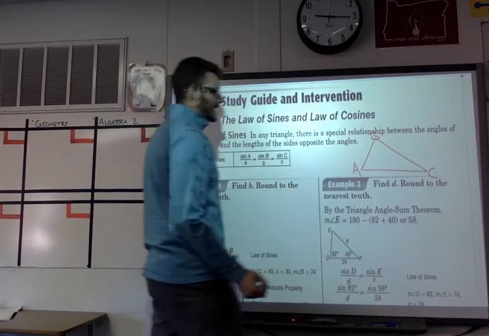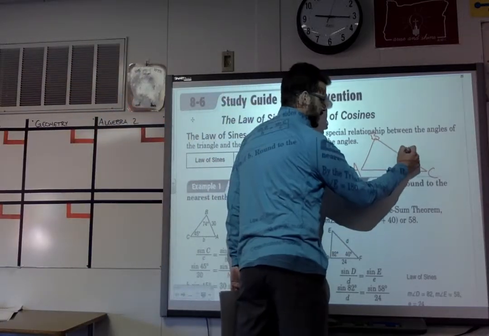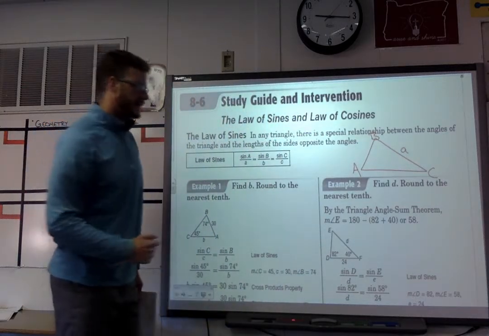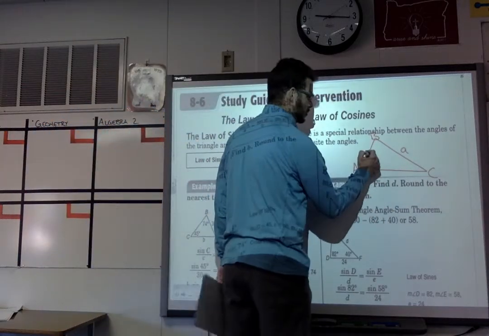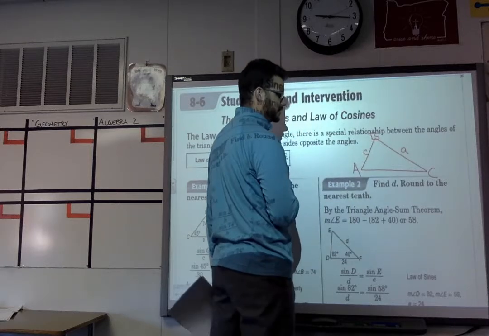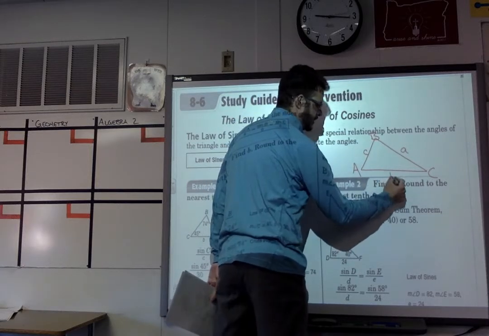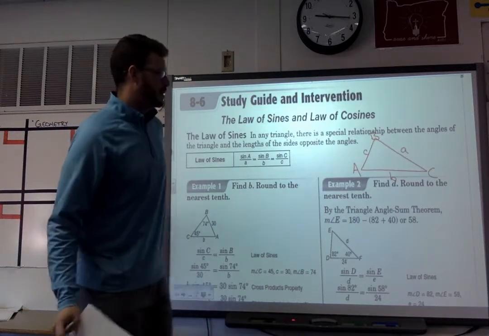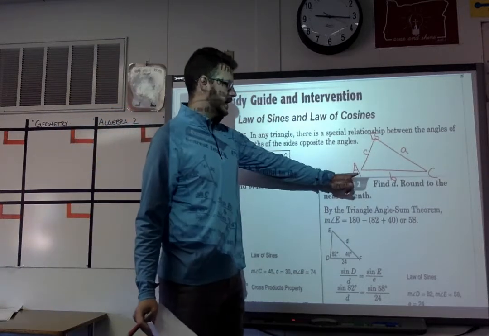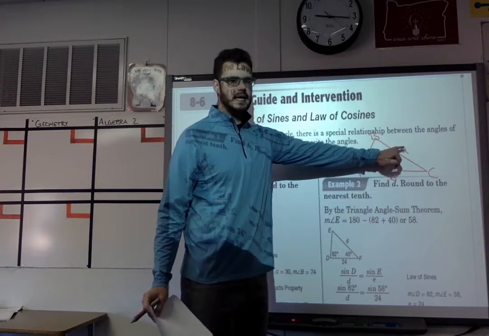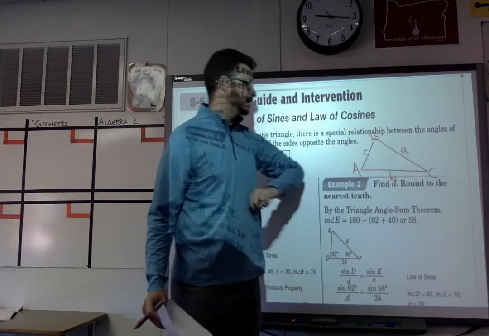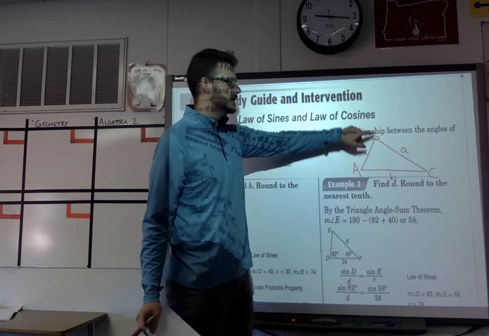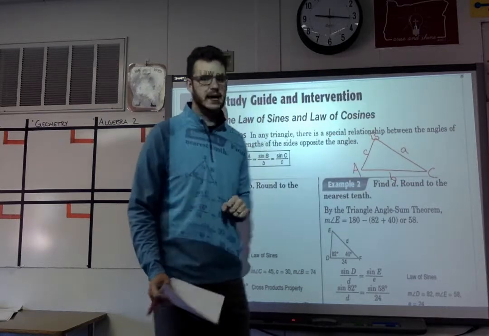So again, side A, we will use a lowercase a, and it will always be the side opposite angle A. So then side C will be the side opposite angle C. Side B is the side opposite angle B. So again, the sine of angle A over the length of side A, or over the opposite side, could be equal to the sine of angle B over the length of side B.